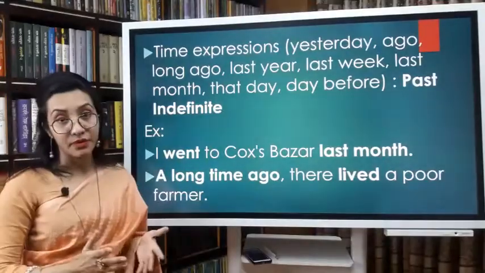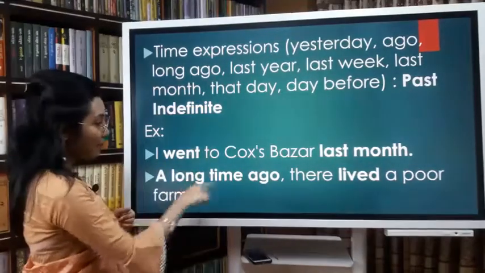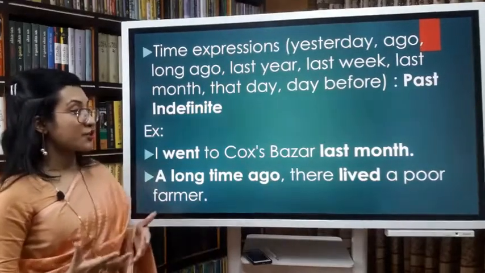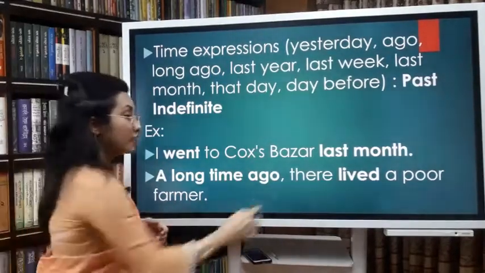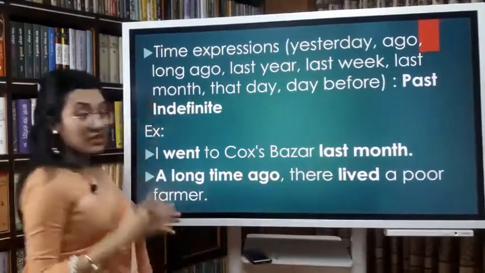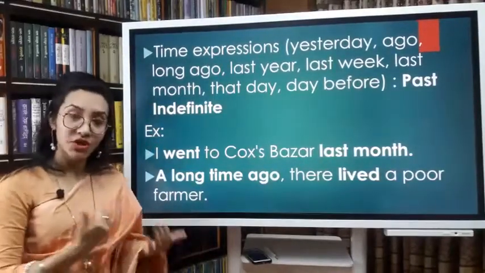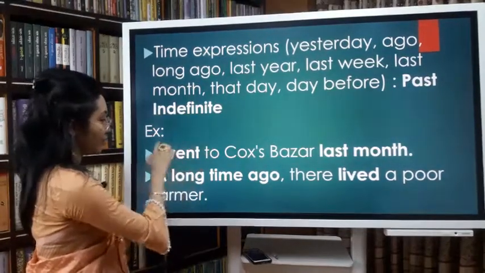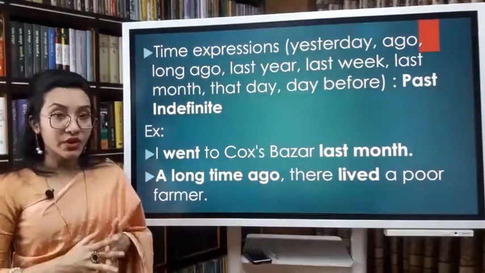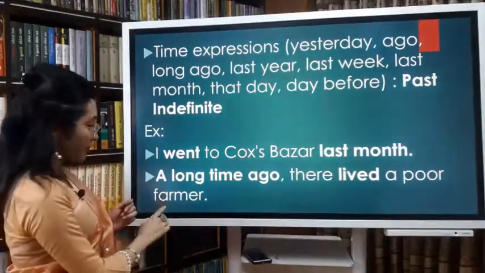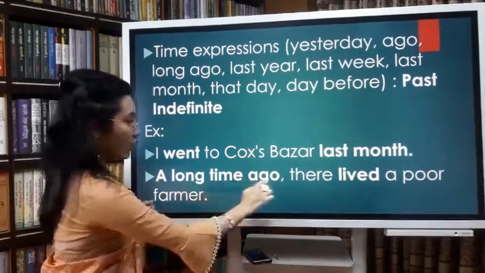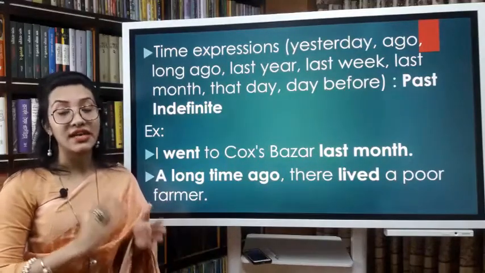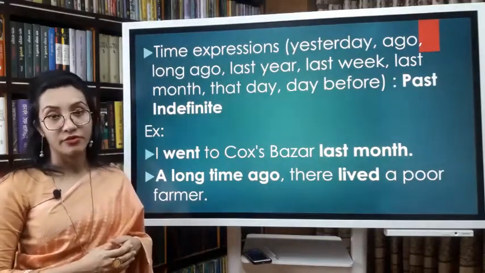indefinite or past simple. For this reason, the examples that have been shown here, for example, I went to Cox's Bazar last month. The time expression that has been used here is last month. গত মাসে, আমি গত মাসে Cox's Bazar গিয়েছিলাম. For that reason, we have used went. So dear students, whenever you find this type of expressions like long time ago, last month, you have to use past indefinite tense, V2 form of the verb.